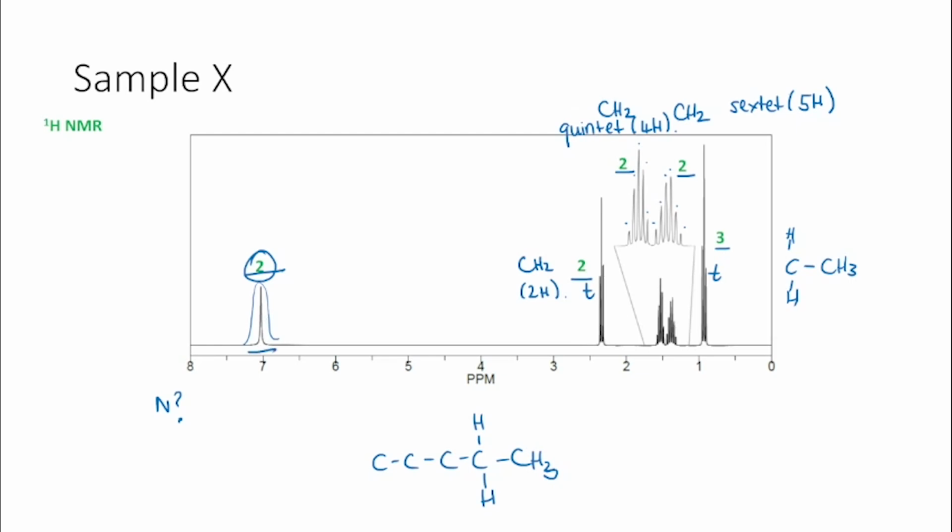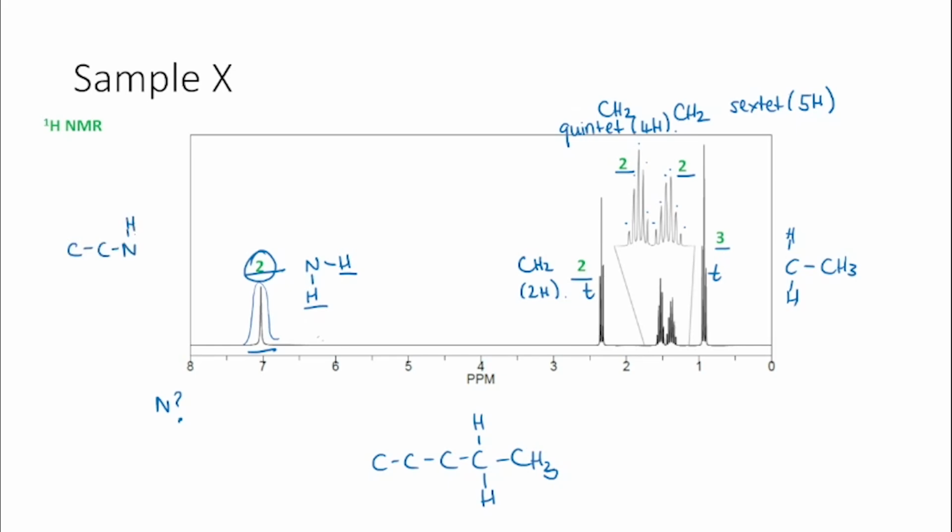And this is a bit like our OH signal. When we see a broad signal, it's usually due to the OH or NH protons. In this case, it will be due to our NH protons. They are also displaceable. They can pop on and off in the deuterated solvent. And we have 2 of those, which means that our amine is probably on the end of our molecule.